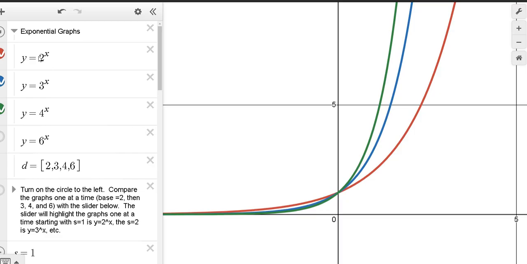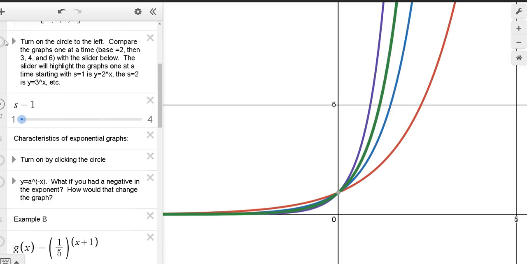What's happening is I increase the value of the base here. 2, 3, 4. What do you expect to happen when I look at the graph of y equals 6 to the x? Okay, skinny. So it's going to be kind of skinnier. It's basically going to be taller, stretched away from the x-axis more. So there you go. You can play around with this if you'd like. You can turn this on and then highlight each of the graphs one at a time. So look at 2 to the x, 3 to the x, 4 to the x, 6 to the x, etc.